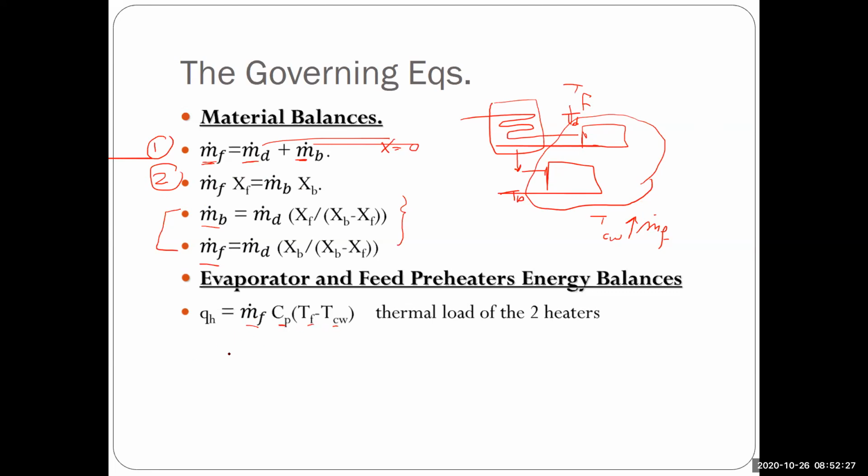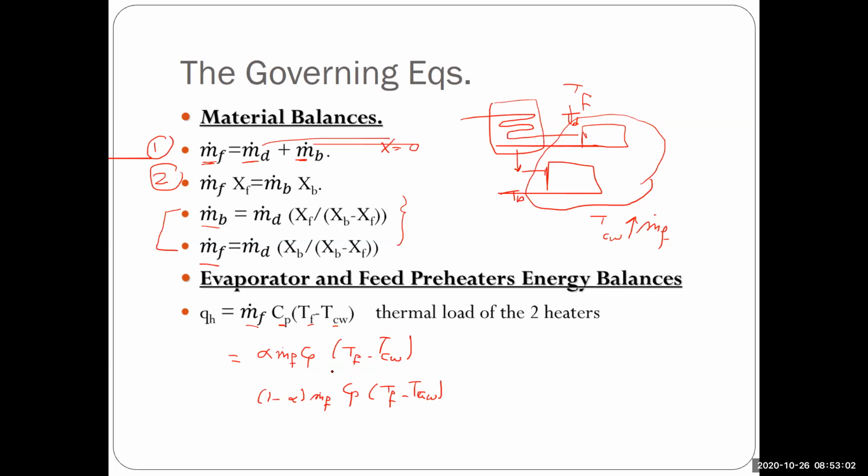We can break this down. For example, you can say that part of the feed, like alpha into m dot feed, is going to be heated from T cooling water to TF in one heat exchanger, say the distillate heat exchanger, and the rest, which is 1 minus alpha m dot feed Cp (T feed minus T cooling water), will be heated in the brine heat exchanger.